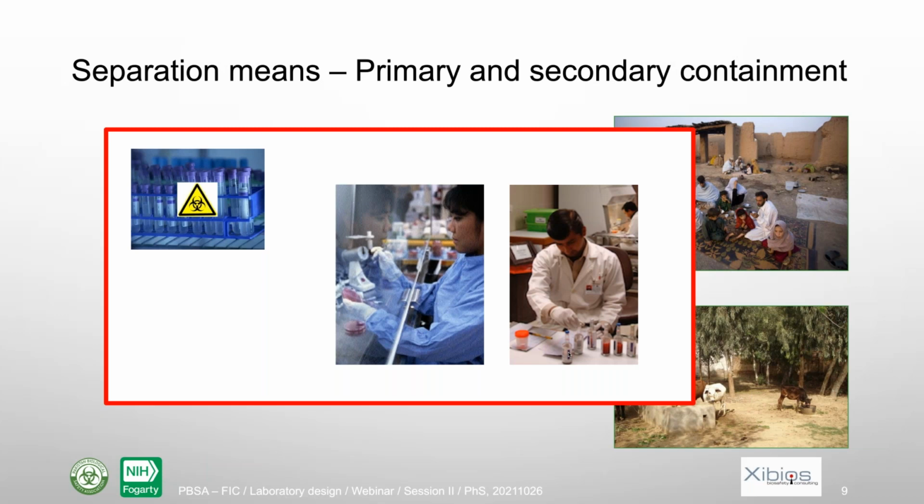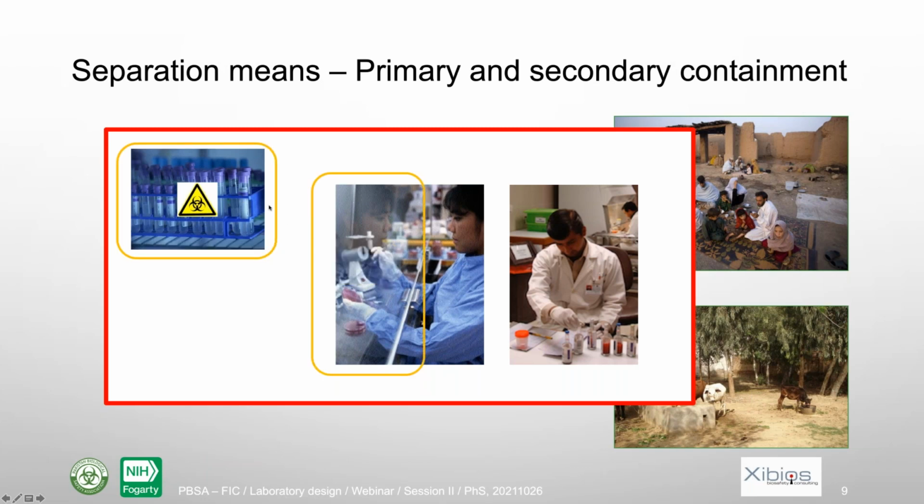Before going further, I want to remind you about one concept which is used in laboratory design. It's the concept of primary and secondary containment. You see on this picture here, on the left-hand side, some tubes which contain biological agent. Then you see two people working in the lab, the first one working in a biosafety cabinet and the other one on the bench.